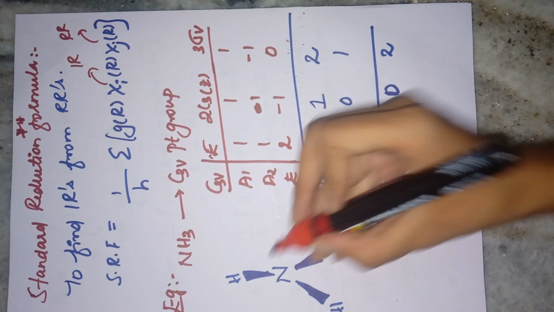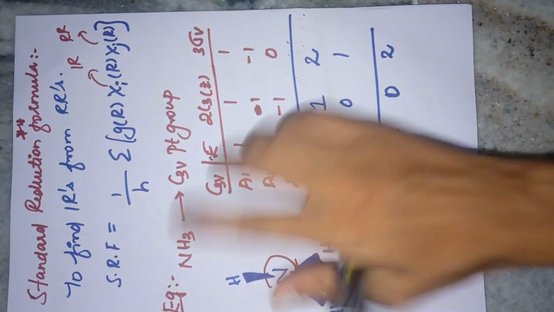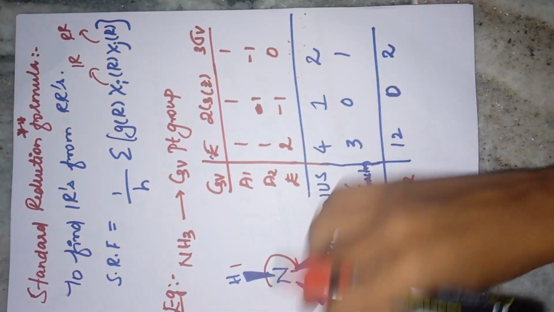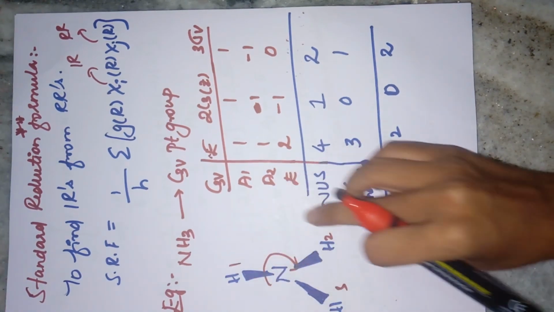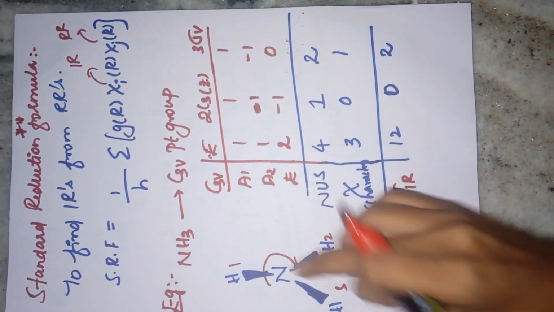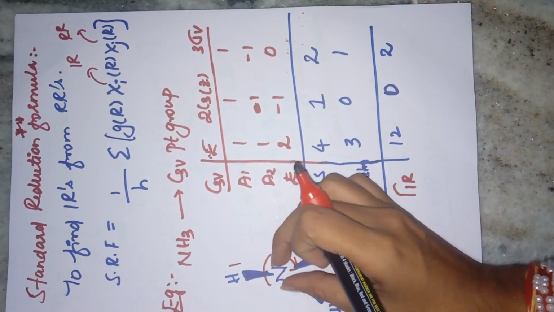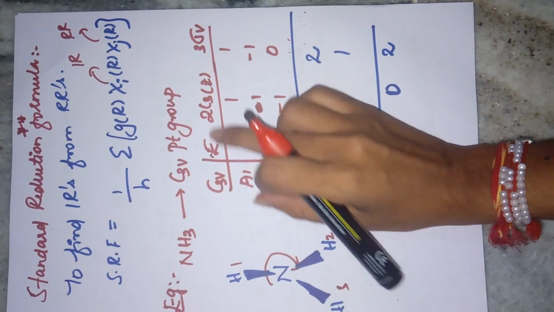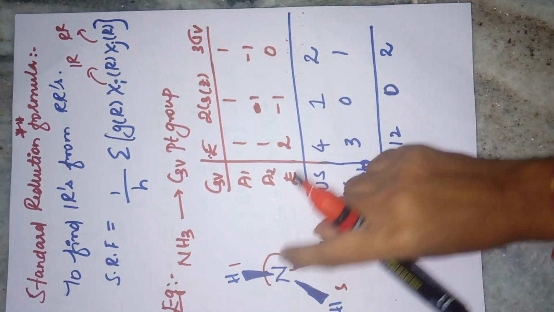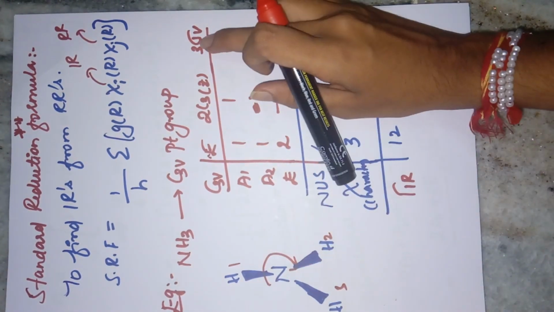C3. So if you rotate C3, what happens? Let's say I write 1, 2, 3. On rotation, 1 will occupy the second position, 2 will occupy 3, and 3 will occupy 1. All the hydrogens will be shifted, but nitrogen remains as such. It doesn't change its position. So what is the number of unshifted atoms for NH3 on performing C3? It is only 1, that is nitrogen. So it is 1.